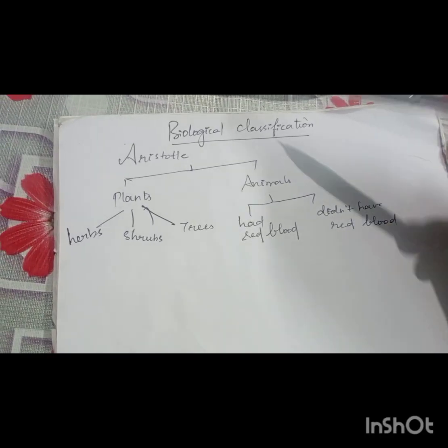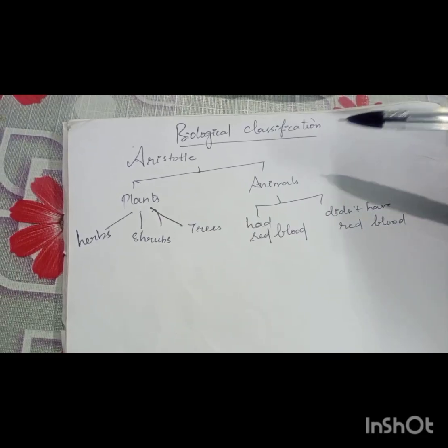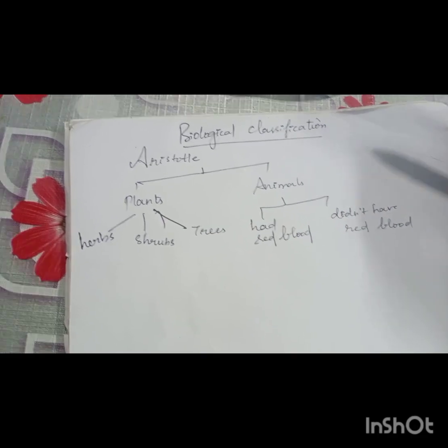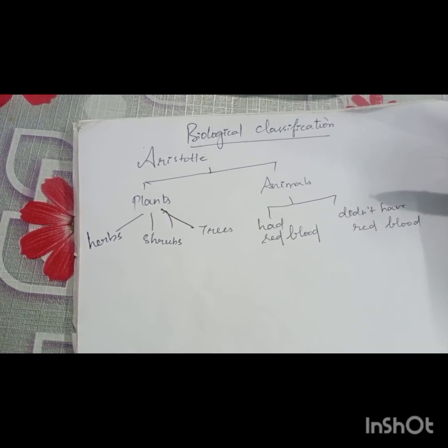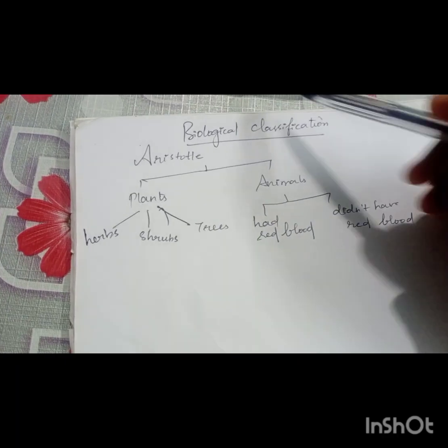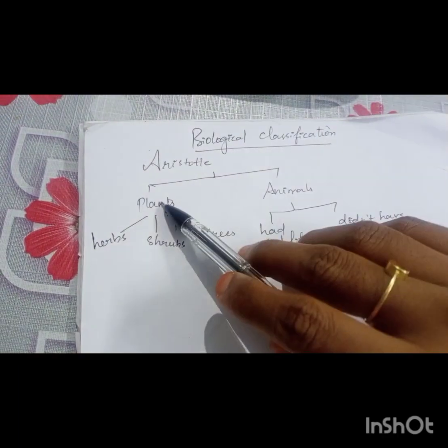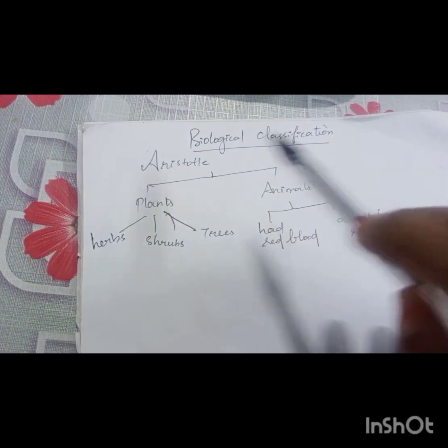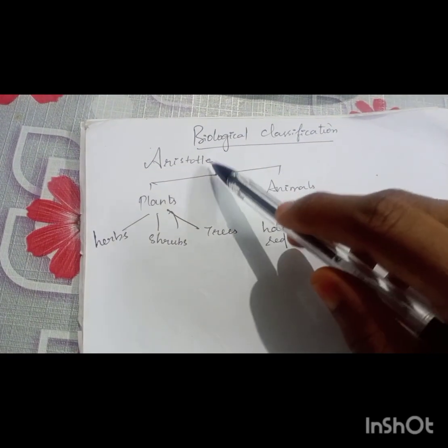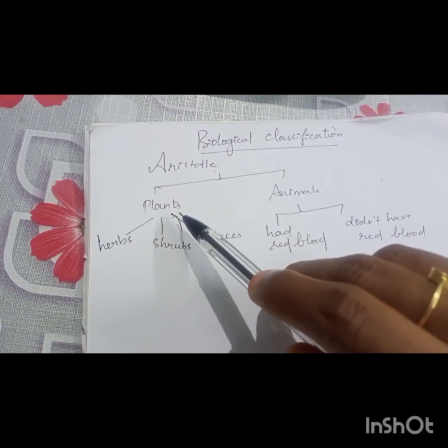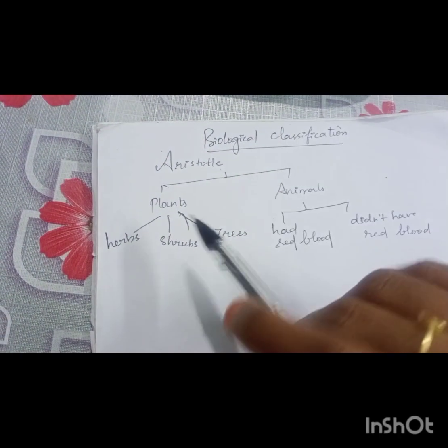So in the previous lesson, we have seen that classifying plants or animals based on similar characters will be easy for identification and further studies. But how did this classification evolve? The very first person to initiate this kind of classification is Aristotle, and he made a simple classification.